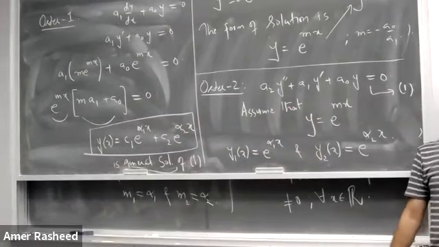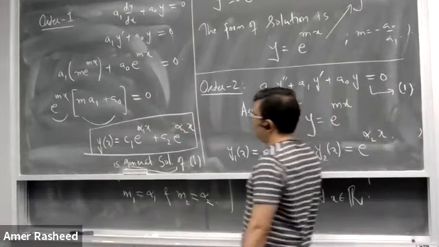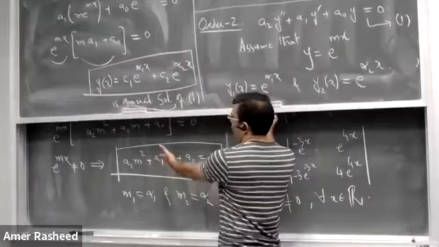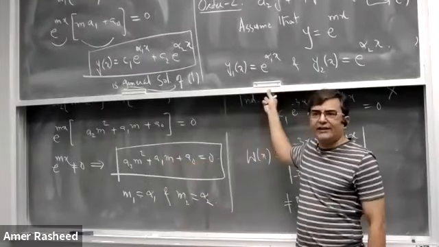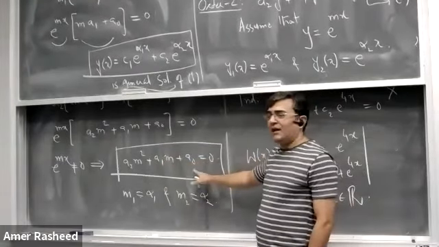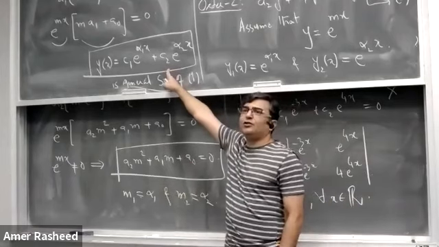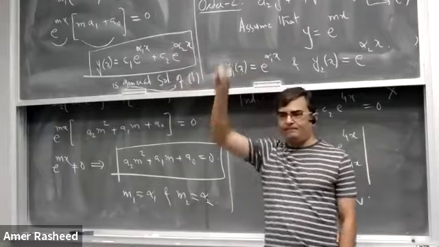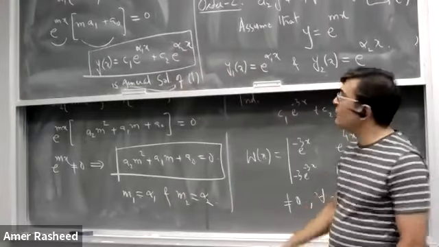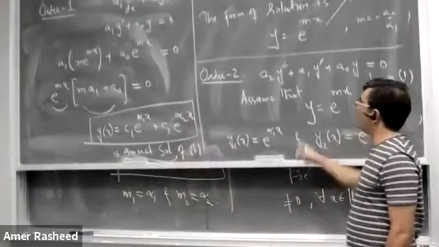Okay, if we have two distinct roots of this polynomial of degree 2, if the roots are real and distinct, then this will be the general solution of the given ODE. What is the given ODE? This one.